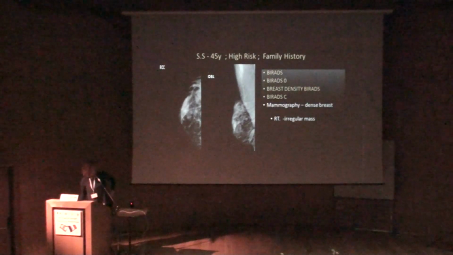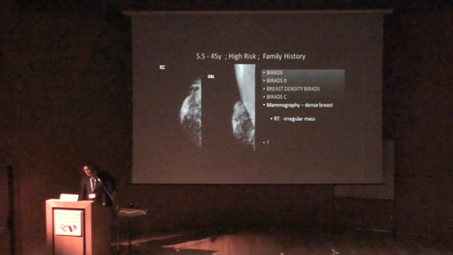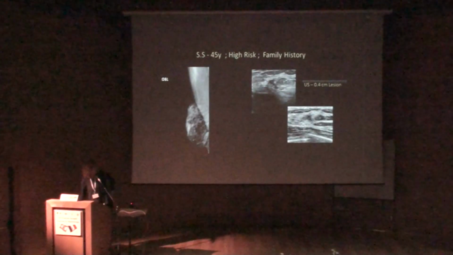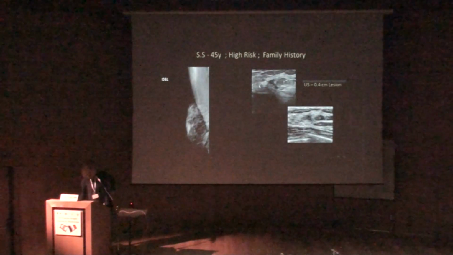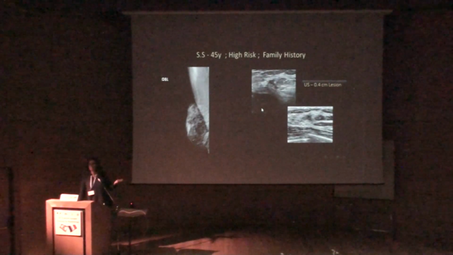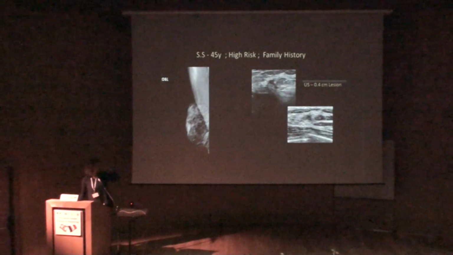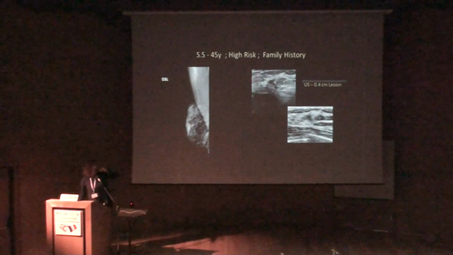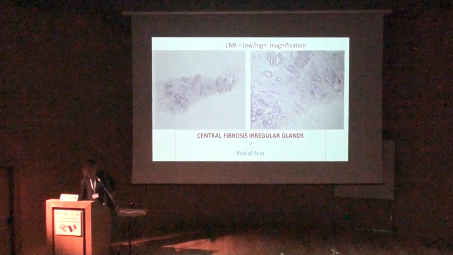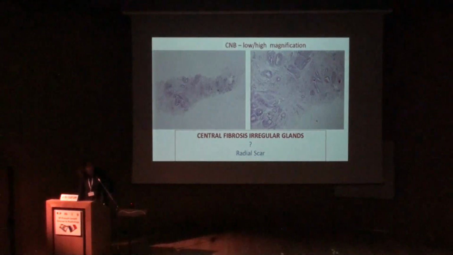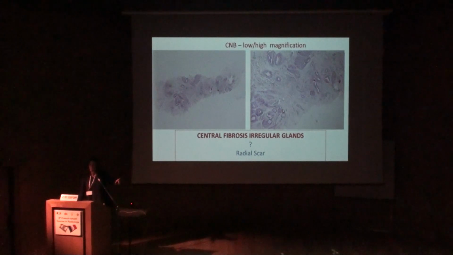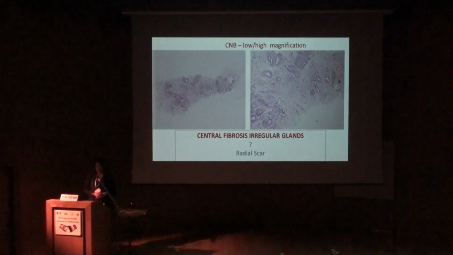And our next study is going to be ultrasound, and on ultrasound, we saw this small, irregular 0.4 centimeter lesion. It's a BI-RADS. And she had a biopsy. And on biopsy, this is the true-cut core biopsy. And there is fibrosis with irregular glands. And the pathologist said it's compatible with a radial scar.